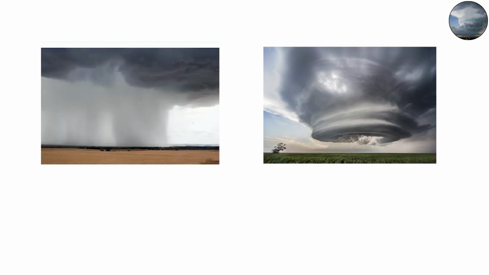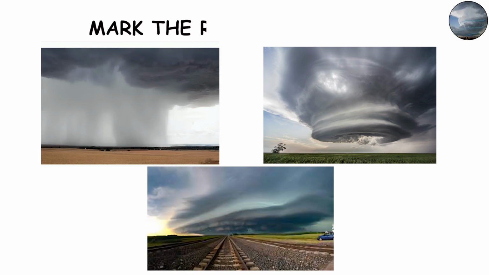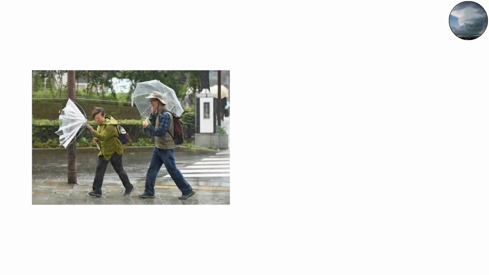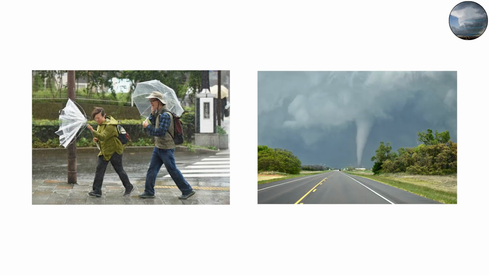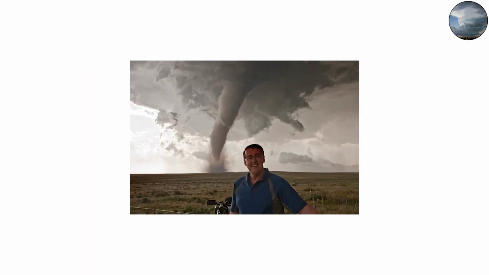Rain curtains, curved sheets of precipitation wrapping around the storm's backside, often mark the RFD's outflow. On the ground, people sometimes feel a sudden blast of wind, often from the west or southwest, moments before the tornado appears. For storm chasers, spotting these signs is a chilling moment. It means the storm has entered its most dangerous phase.